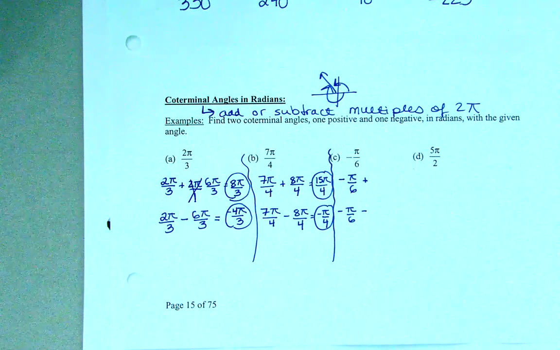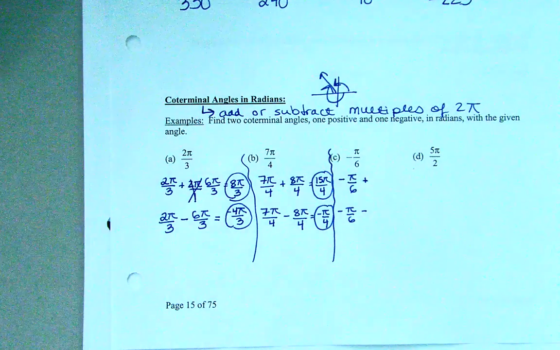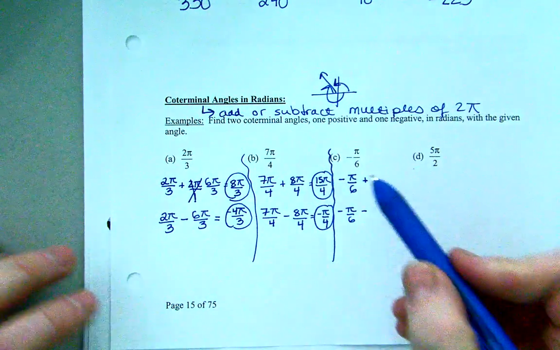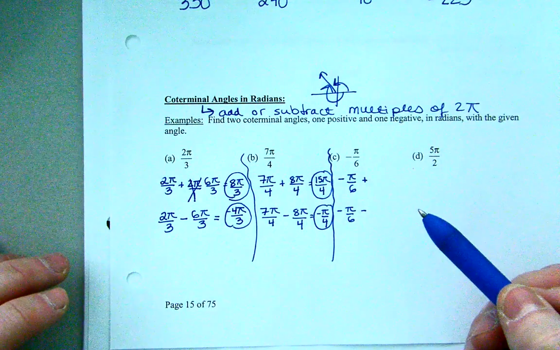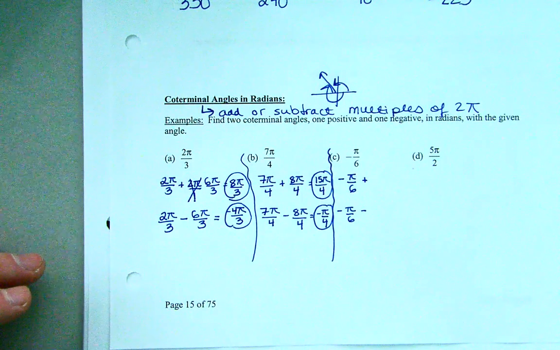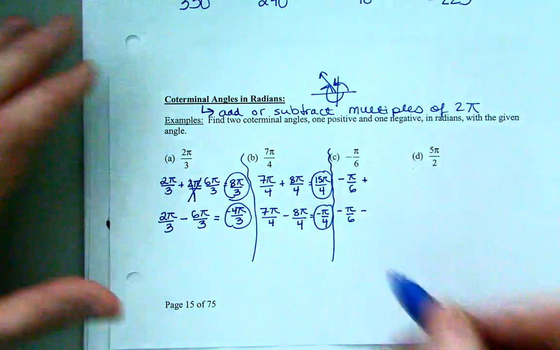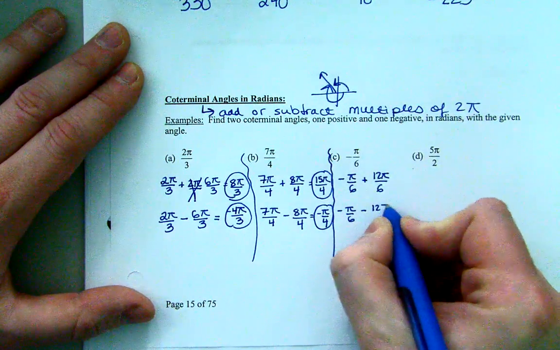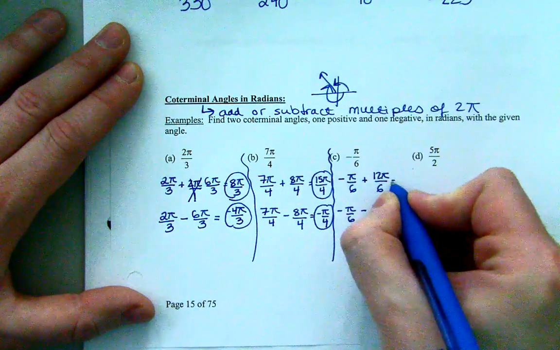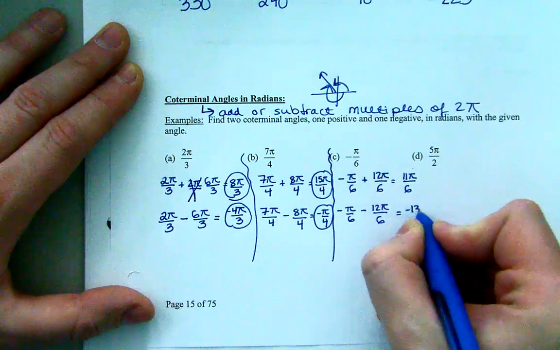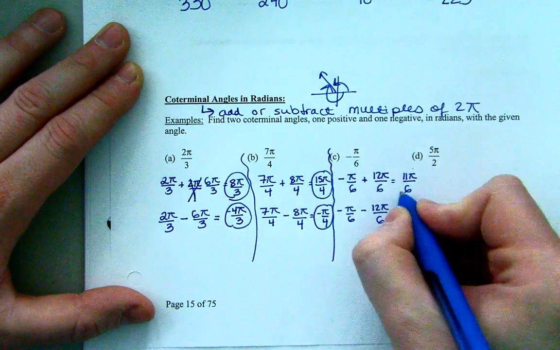Hopefully you got 15 pi over 4 and negative pi over 4. What are you doing with negative pi over 6? What are you adding or subtracting? 12 pi over 6, I hope? Maybe? Okay. This should give us 11 pi over 6 and negative 13 pi over 6.